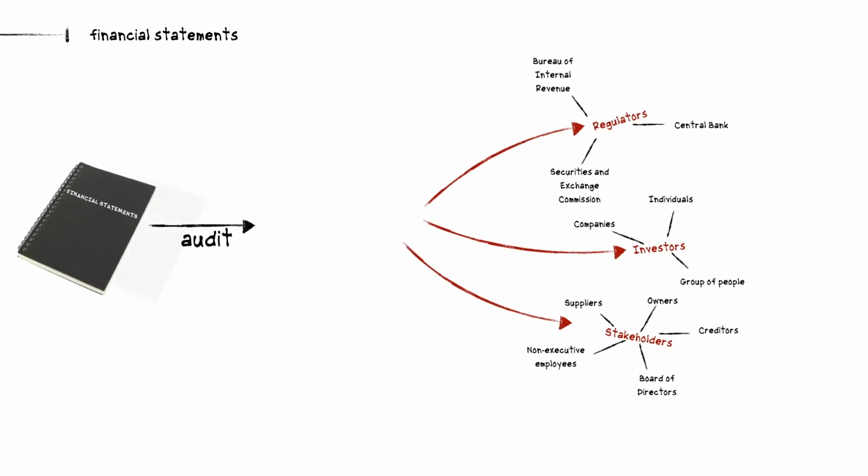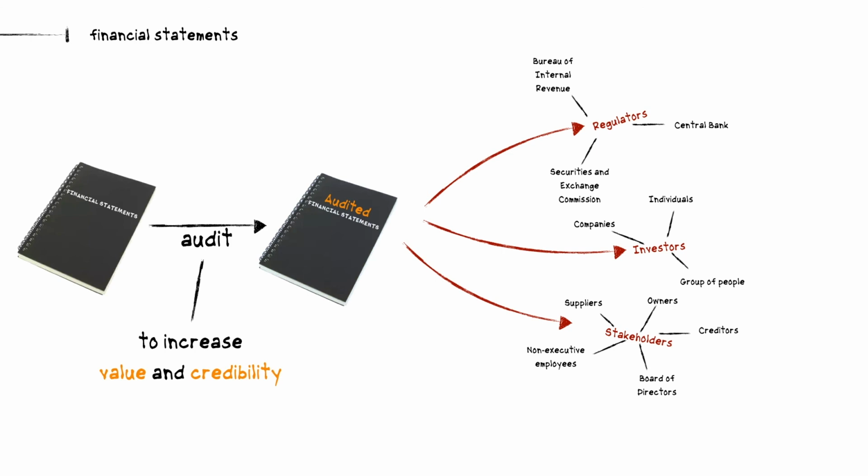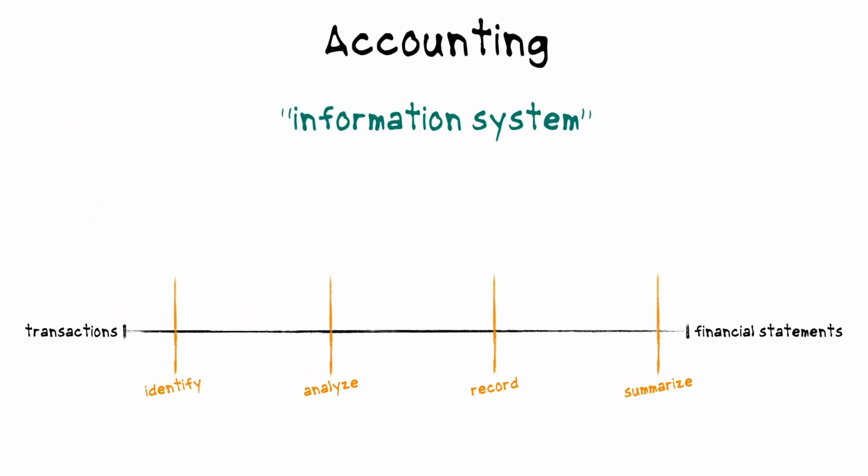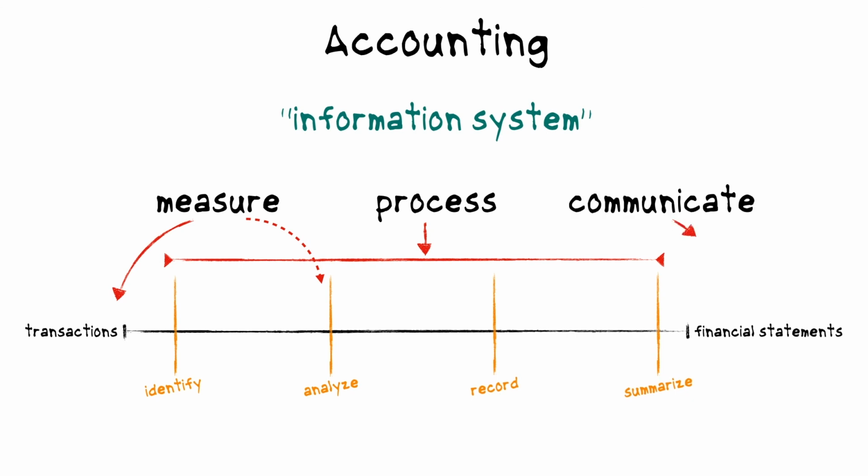However, take note that these financial statements go through an audit before issuing to the users. An audit is conducted to provide an objective, independent examination of the financial statements, which increases the value and credibility of the financial statements produced by the management. Audit therefore increases user confidence in the financial statements. To sum up, accounting is an information system that measures, processes, and communicates financial information about a business.